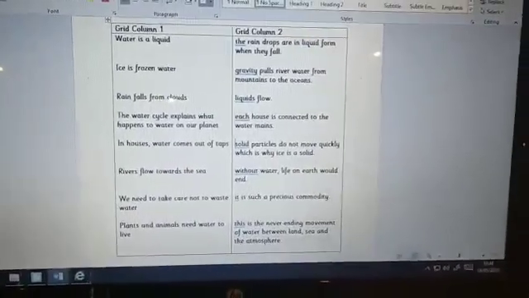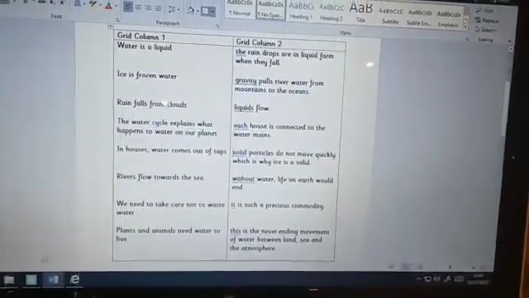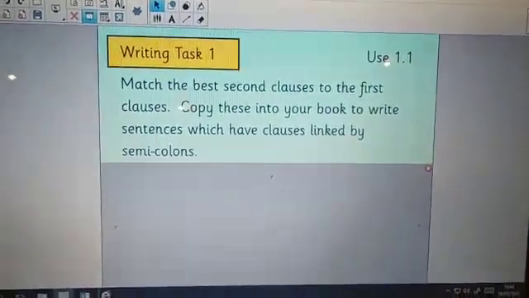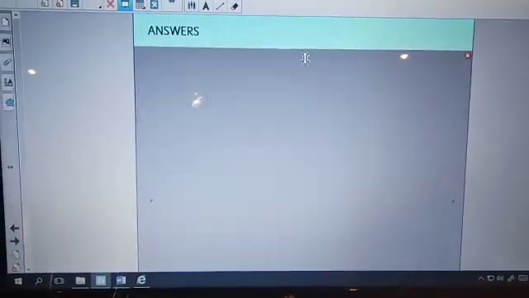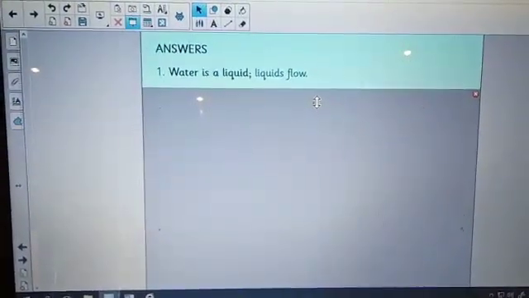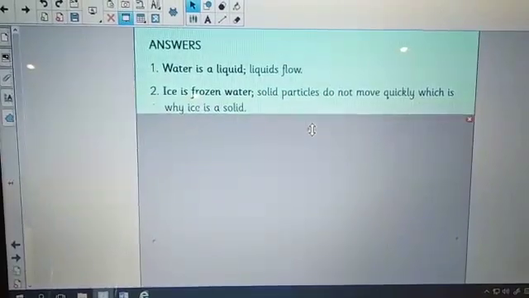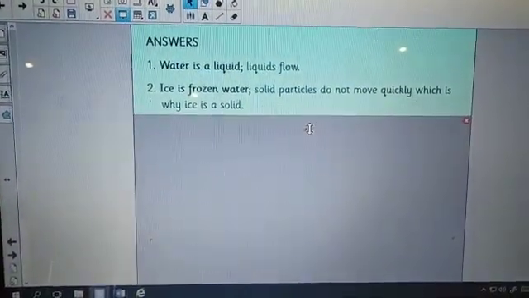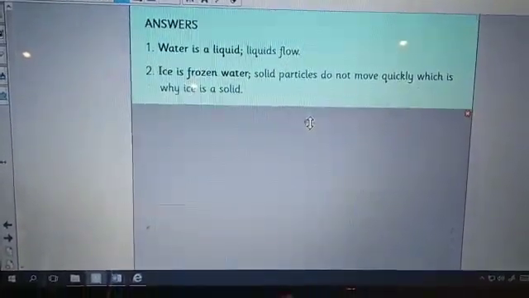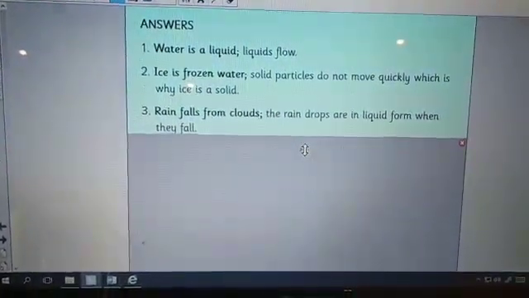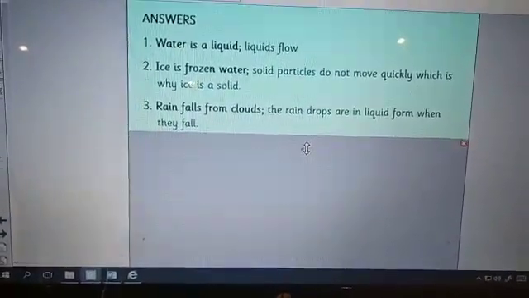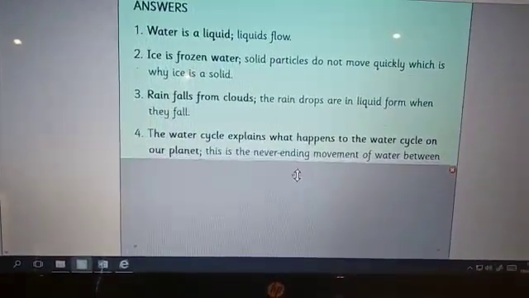Welcome back. Shall we have a look at our answers? The first one we did together. Water is a liquid; liquids flow. Ice is frozen water; solid particles do not move quickly, which is why ice is a solid. Rain falls from clouds; the raindrops are in liquid form when they fall. This one I've made a typing mistake in.